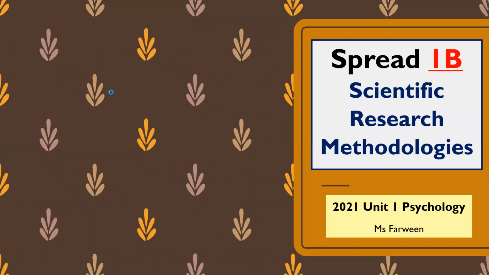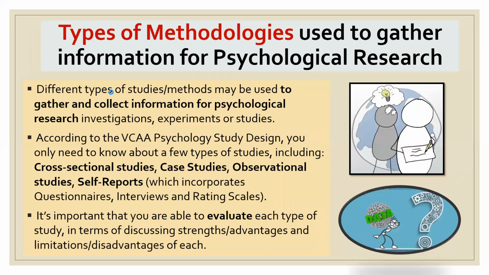Okay. So 1B basically looks at scientific research methodologies. Scientific research methodologies are basically ways that we collect research. So spread 1B goes through all the different things that we can do, all the different methods that we can use in order to collect research or collect data.